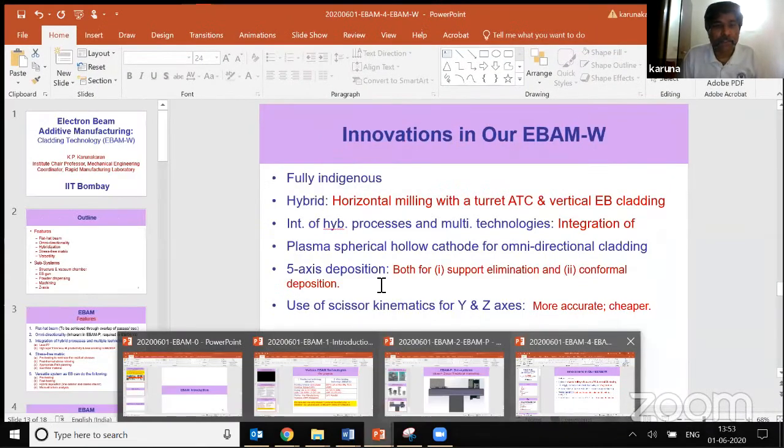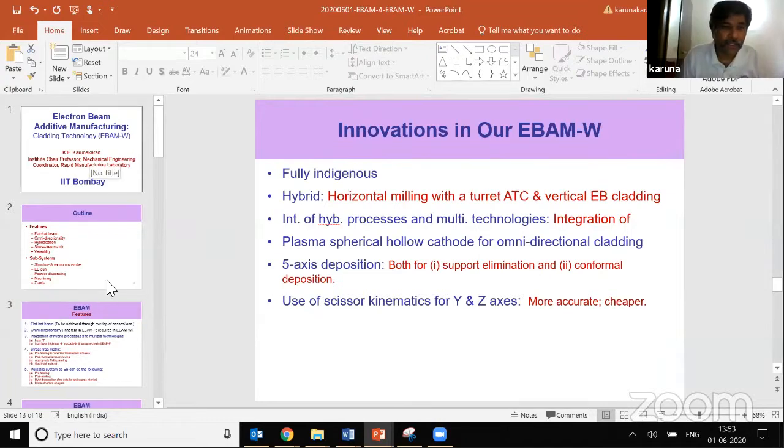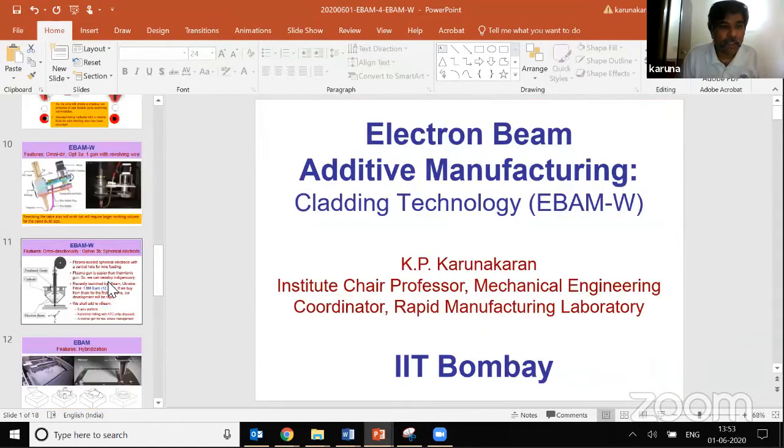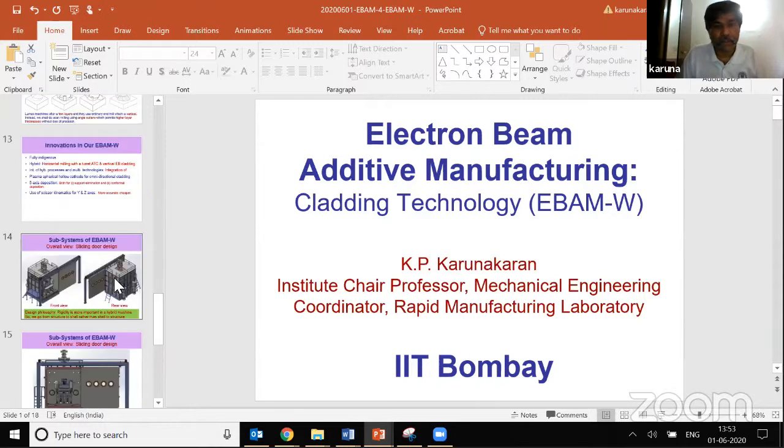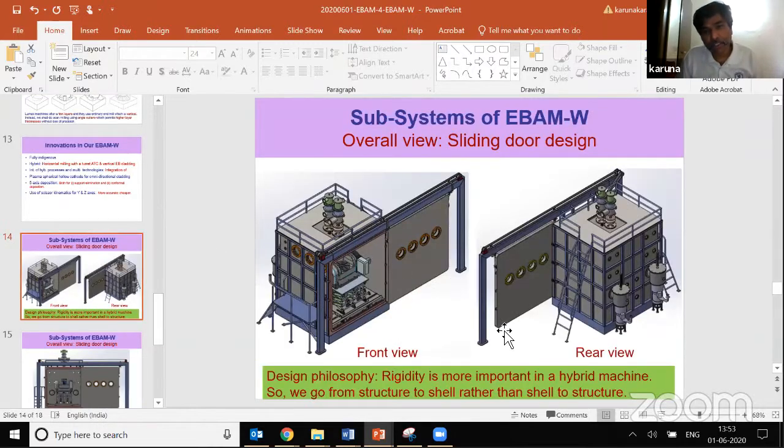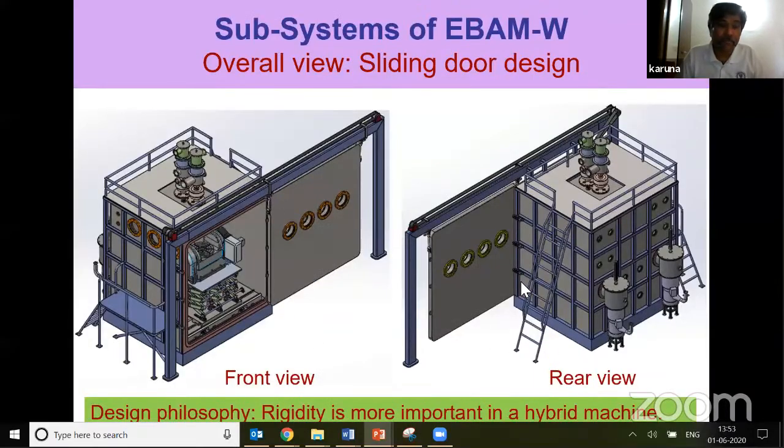So the second process is for L&T. It's a wire-based technology. So the machine looks something like this. It's a five-axis system because we have only wire, no support mechanism.